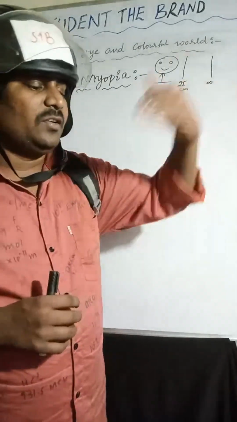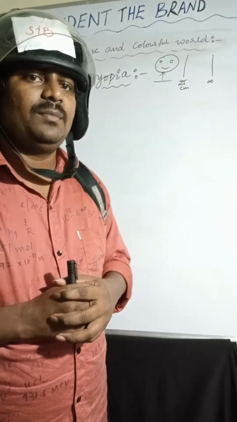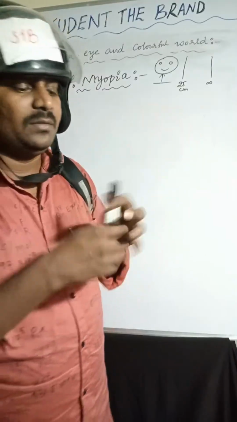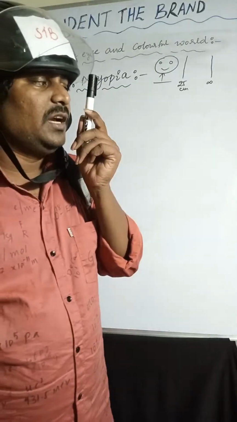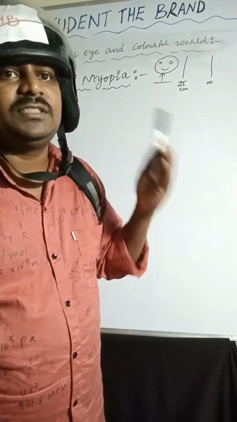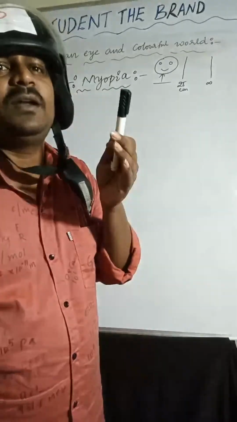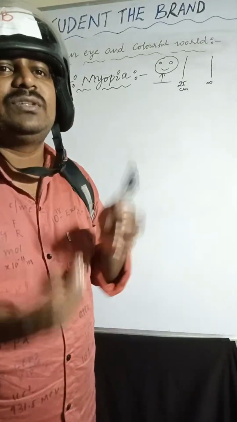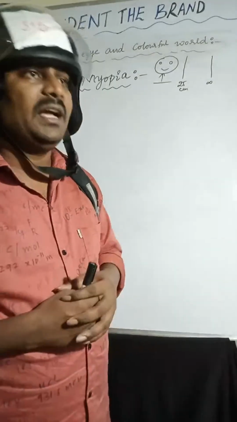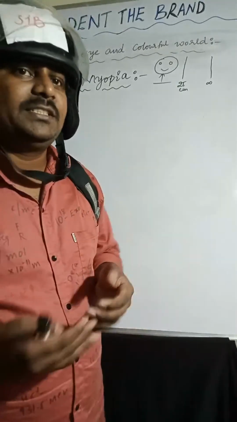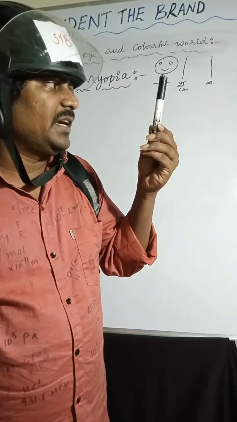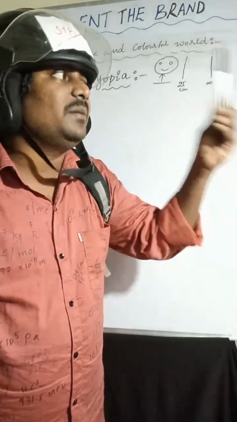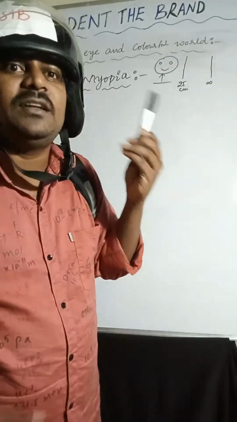Beyond 25 centimeter only we are able to see. If you place an object at 10 centimeter or 15 centimeter, very close to the eye, we can't see it properly. If you place it that near, our eyes will get strain and pain, because we can't see the object. At a certain distance, we are able to see. At 25 centimeter we can see, and beyond that point also we can see, but below 25 centimeter we can't see.